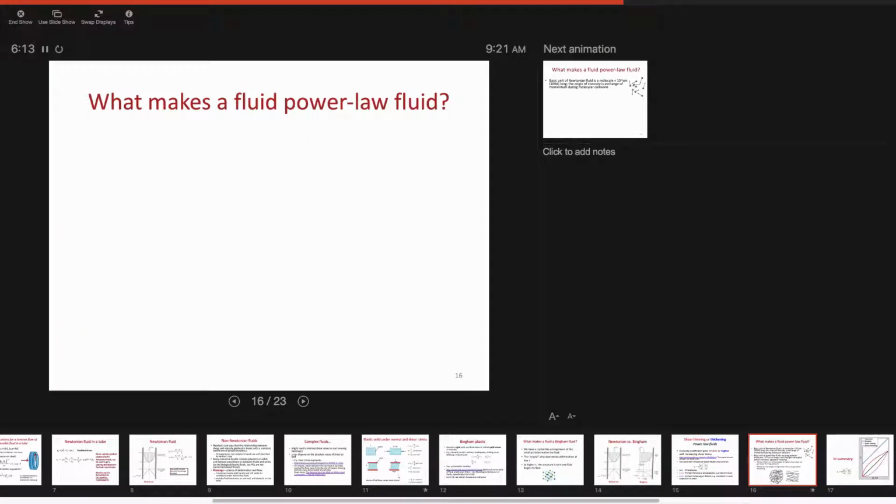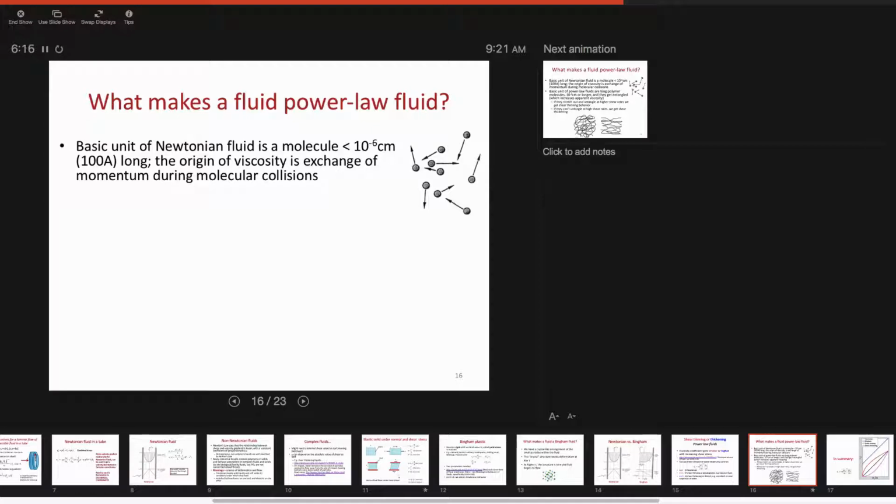Okay? So what makes it so? When I have Newtonian fluid, the base fluid that I'm thinking about is water. The size of a molecule of water is way less than 10 to the minus 6, one millionth of a centimeter. So it's way less than 100 angstroms. And the origin of viscosity is basically exchange of momentum between these molecules. However, I might have a complex fluid that has solid particles within, that are now interacting with the molecules of the original fluid.